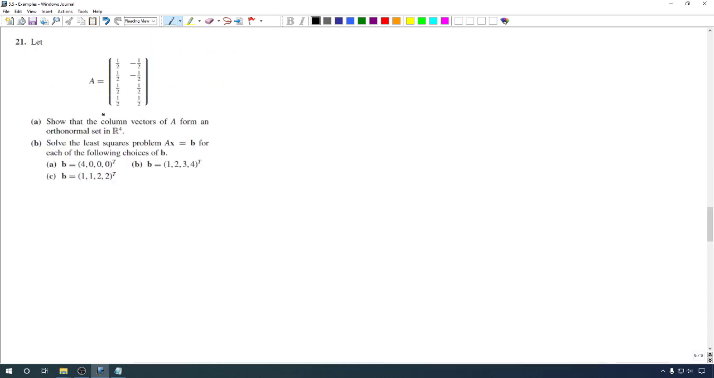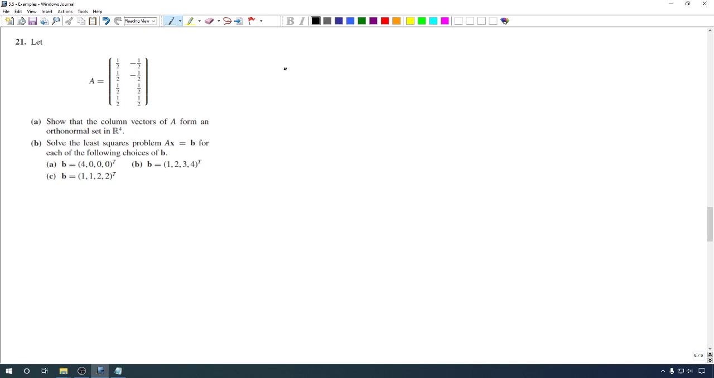Alright, now on to orthogonal matrices. We have a matrix here. It's a 4 by 2 matrix A, and we want to first show that A is not going to be an orthogonal matrix because it's not square, but we are going to show that its column vectors are orthonormal. So how do we do that?